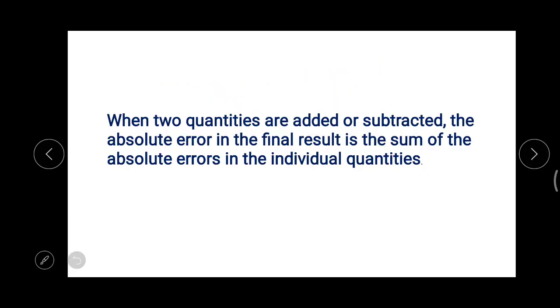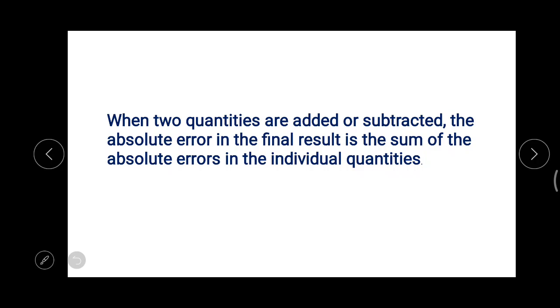Now let us come to the definition. When two quantities are added or subtracted, the absolute error in the final result is the sum of the absolute errors in the individual quantities. So the individual quantities were a and b, and the error in a was delta a and the error in b was delta b. So the total error will be delta a plus delta b. Hence the absolute error of the result is delta z is equal to delta a plus delta b, whether it is subtraction or addition.